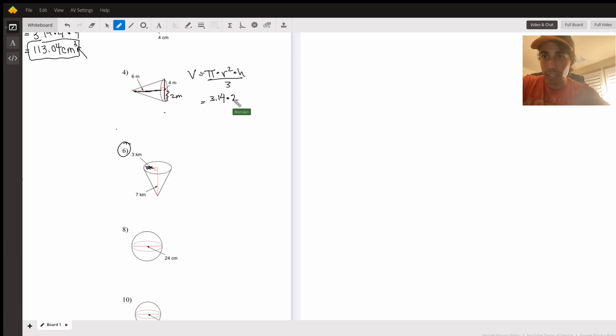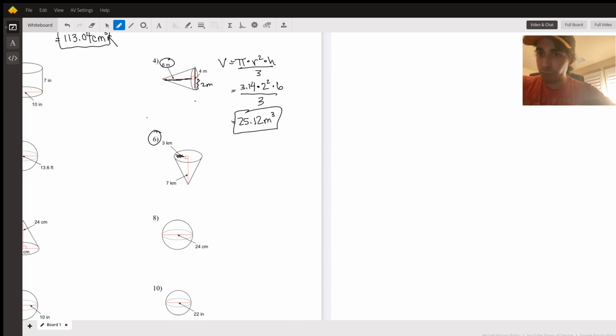All right, so our radius is 2, and then our height, this guy right here, is 6. And don't forget to divide it by 3. And all that's going to go into the calculator. So 3.14 times 2 squared times 6. And you're going to divide by 3. And that is going to give you 25.12. And don't forget your units, meters cubed.